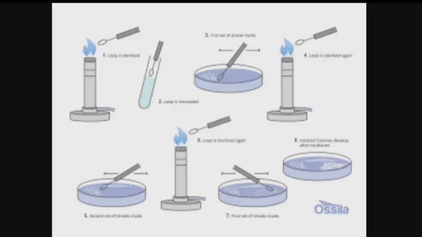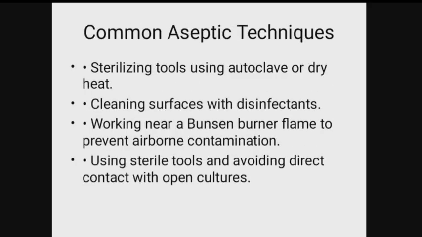So let's look at the common aseptic techniques. Number one, sterilizing tools using autoclave or dry heat. Autoclave means heating with a little moisture. It's a type of heating technique where moisture is introduced into what you want to heat, and then you heat it up. It's also called wet heating. So you sterilize your tool by heating them through autoclave or dry heating. Number two, cleaning surfaces with disinfectants.